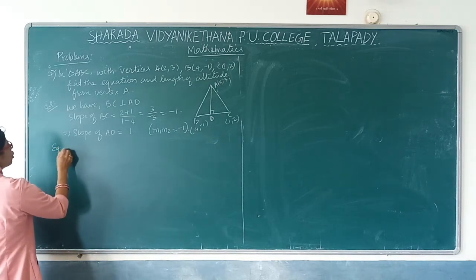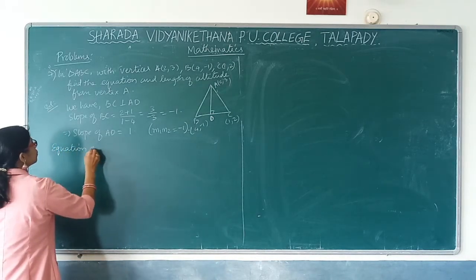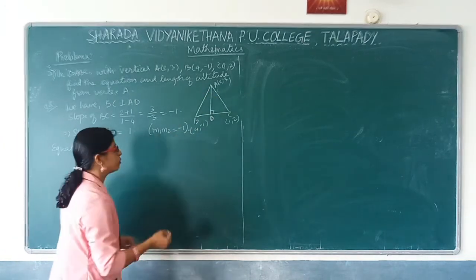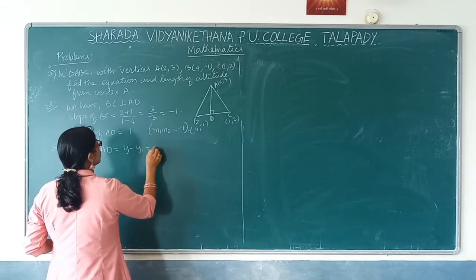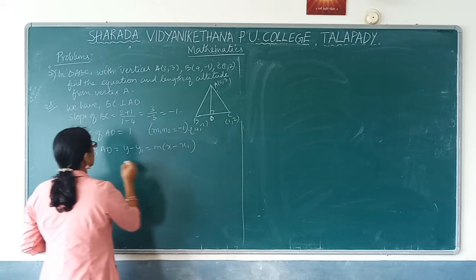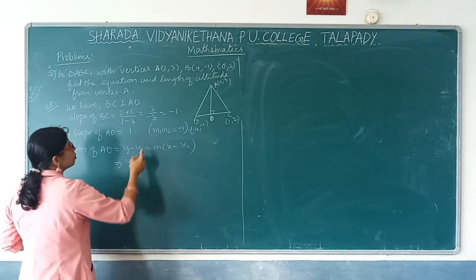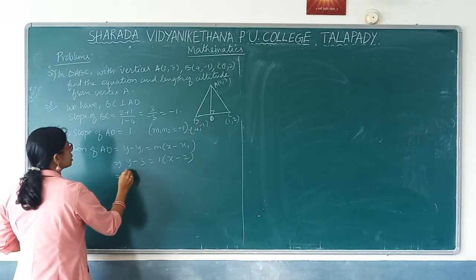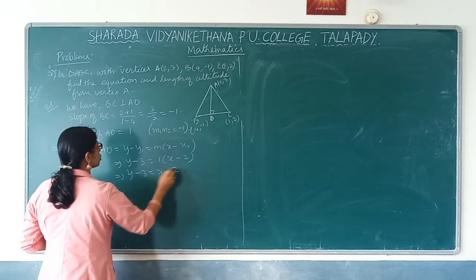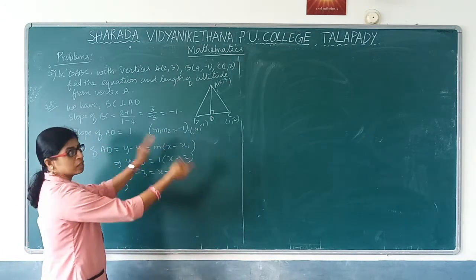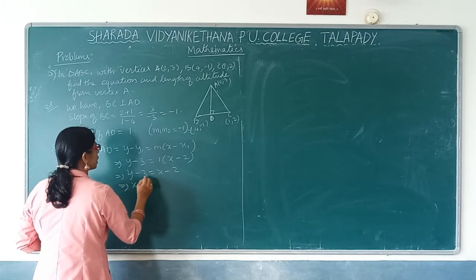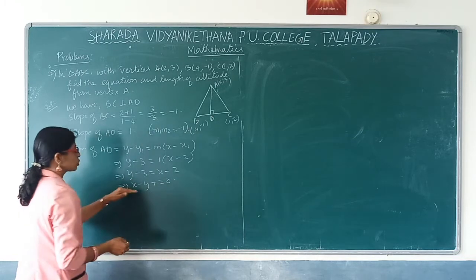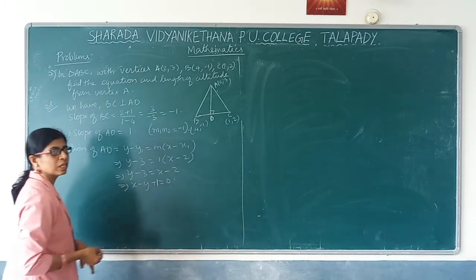Now we can write the equation of AD. It can be written by the point-slope form because the slope is already obtained and one point we also know. So y minus y1 is equal to m of x minus x1. That is y minus 3 is equal to 1 of x minus 2, so y minus 3 is equal to x minus 2. X is positive here, so transfer these terms to the other side: x minus y plus 1 is equal to 0. This is the equation of AD. Understood? x minus y plus 1 is equal to 0 is the equation of AD.